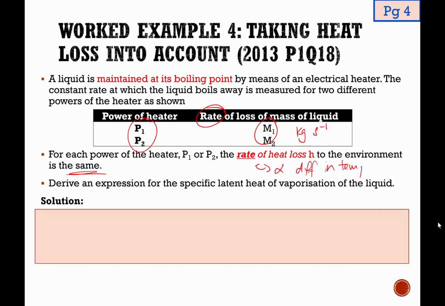So in this case, the boiling water or the liquid is maintained at the boiling point, whether P1 or P2, so the temperature of the liquid is the same. The temperature of the environment should also be the same. Therefore, the temperature difference is the same in both cases of P1 and P2. And that is why the power loss to the environment will be the same as well.